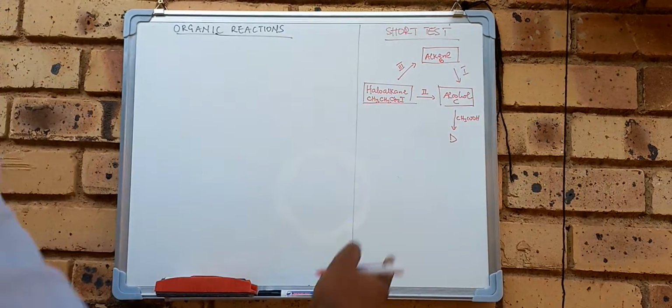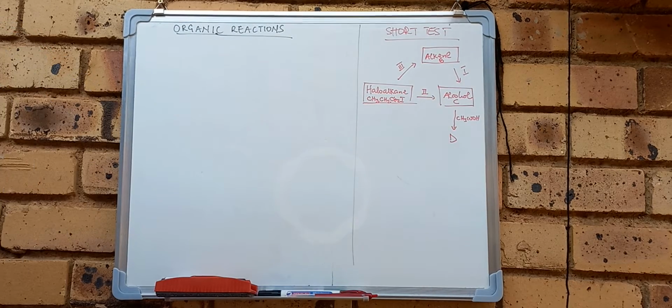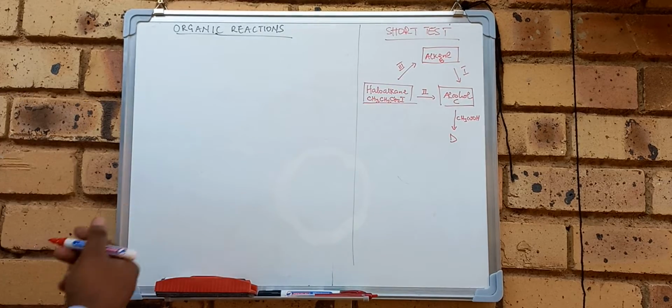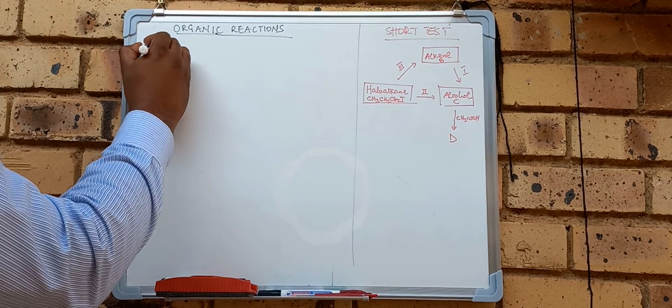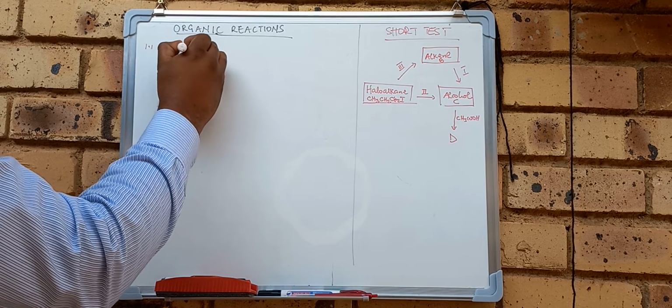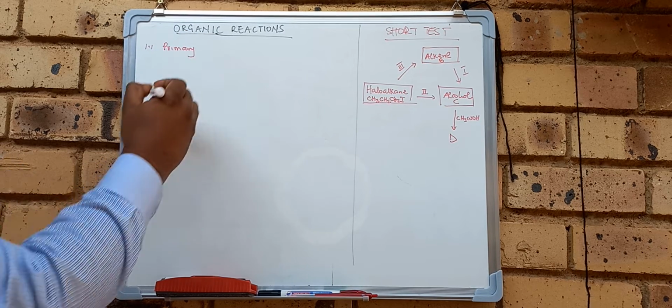Then we have a compound C and D. And this will be similar to what we expected to see in examination. And the very first one, we are asked to classify the haloalkane given to us. And we know the first one is primary.